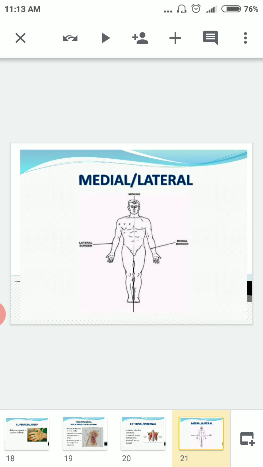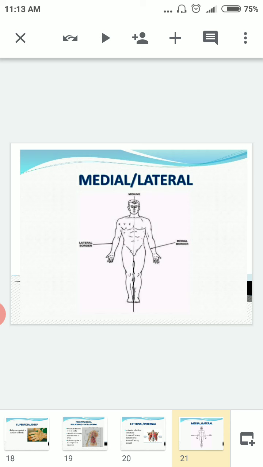Medial and lateral. You can see on either side of the arm where they have pointed out the words medial and lateral. The part which is close to your body we call medial, and the part which is away from the body we call lateral. So these are the terms medial and lateral. Medial is closer to the body, lateral is away from the body.